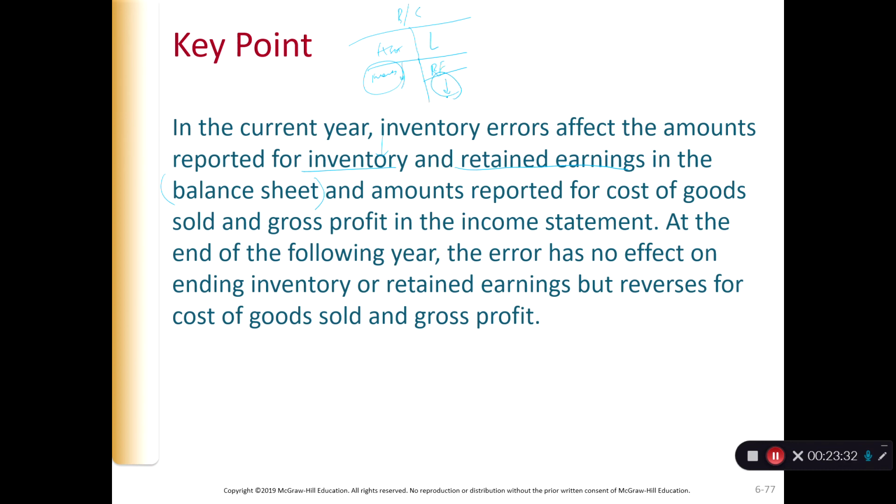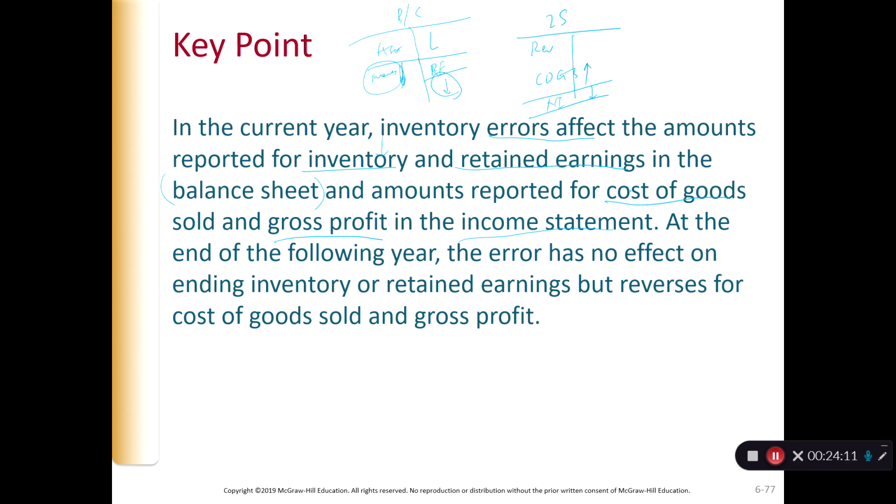Hence, it's balanced. Okay. And also, the error affects the amount of reported cost of goods sold and the profit in the income statement. So on the income statement, with your revenue and your cost of goods sold, because you are underestimating the inventory account, your cost of goods sold goes up and your net income goes down, right? So your cost of goods sold is going to be overstated and your profit understated in the income statement when you have an error affecting the amount recorded in inventory.